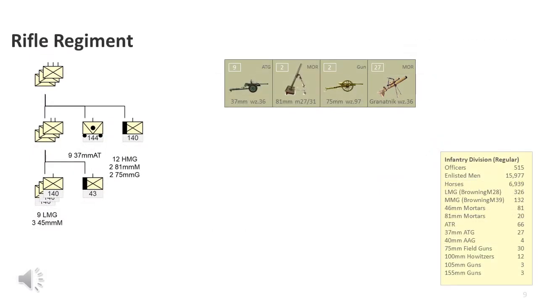The Rifle Regiment contained 9 37mm anti-tank guns, which I must admit is an impressive amount of anti-tank capability for a regiment. The regiment also contained 2 75mm guns, which could provide direct or indirect fire. I would guess they were mostly used in the direct fire role. The regiment also contained 2 81mm mortars, which I must admit is not an impressive number. I expect the 75mm guns would supplement this, but indirect fire capacity was a weakness of the Rifle Regiment.